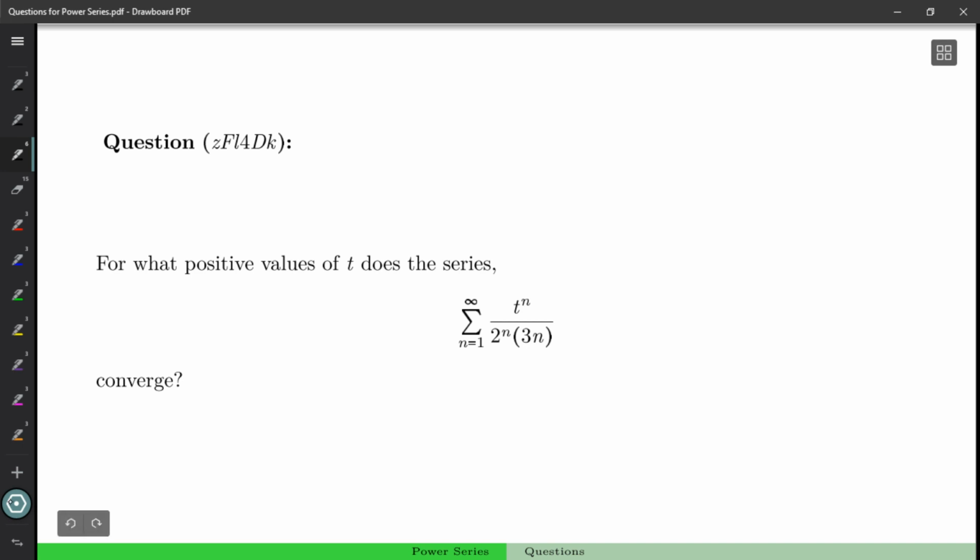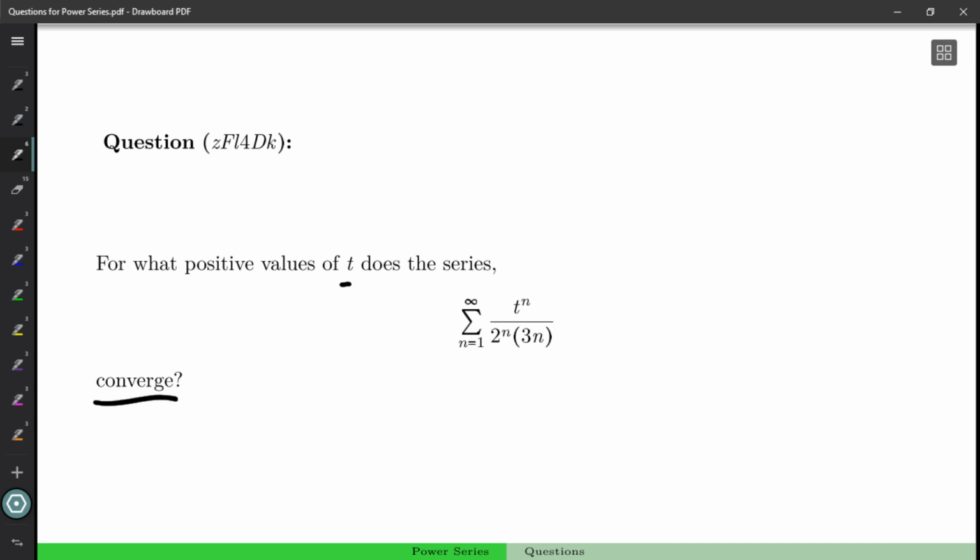For what positive values of t does this series converge? Okay, so we got t to the n over 2 to the n times 3n. If that n weren't there, this would basically be geometric. But that n is there. So what should we do?